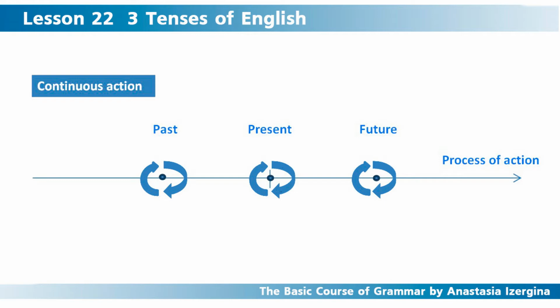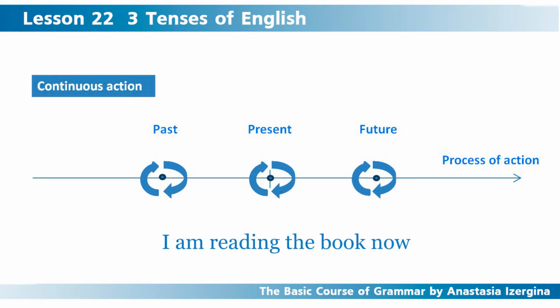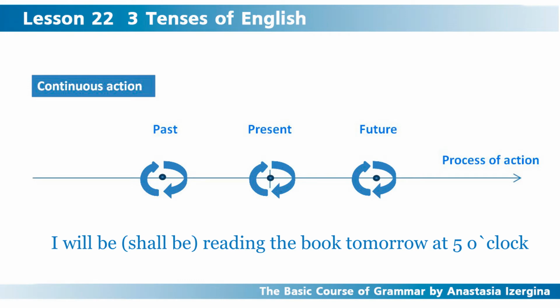Here we try to show that something is going on or was going on in some moment of time, and we know this time. For example, yesterday at 5 o'clock I was reading the book, or now I am reading the book, or I'm reading the book now, at the moment. This is present continuous. I will be reading or I shall be reading the book tomorrow at 5 o'clock. So tomorrow at 5 o'clock, this is a moment in future. We see it on our timeline and we see the process which is going to happen.